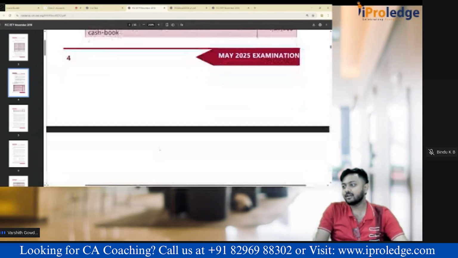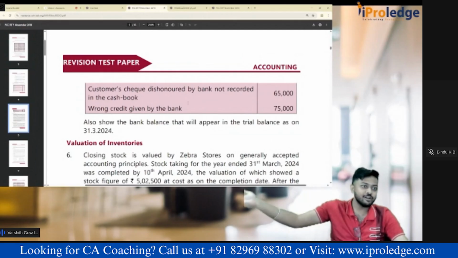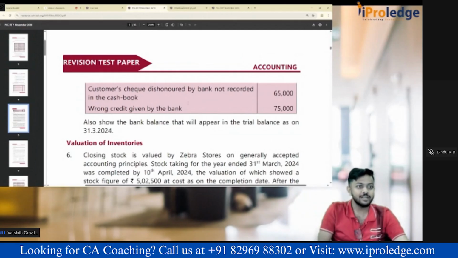Then customers' check dishonored by the bank, not recorded in the cash book. It's cash book. The moment you came to know it was dishonored, record it, reverse the entry. Dishonor is the again entry, whatever entry was reversed. Now you can rectify it, because you could have reversed it.